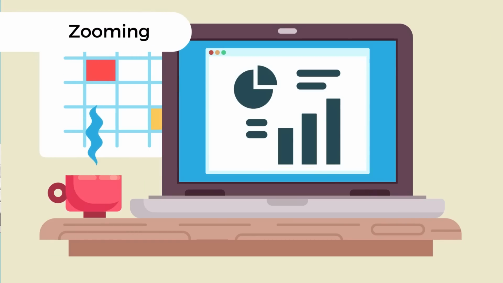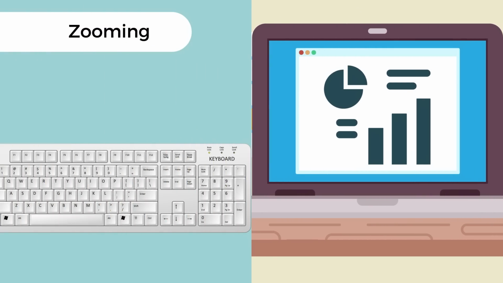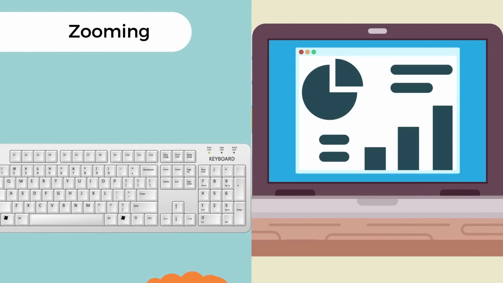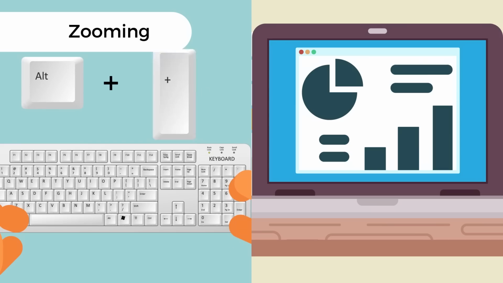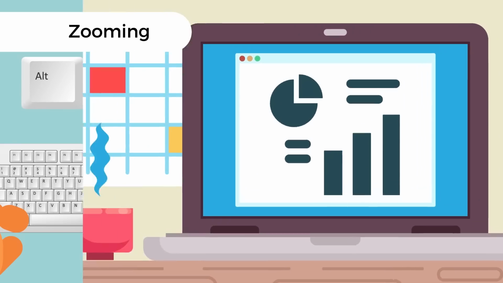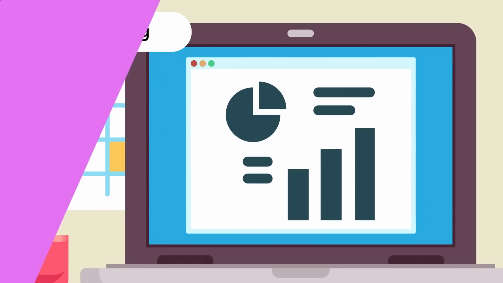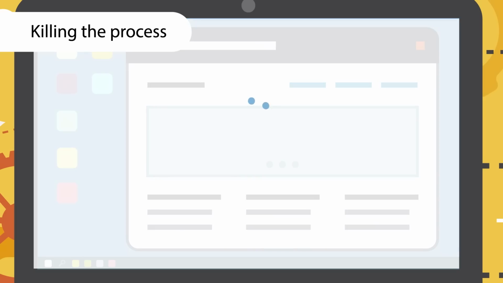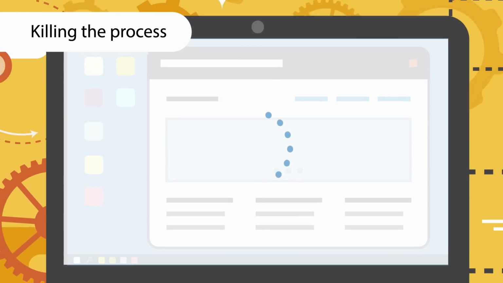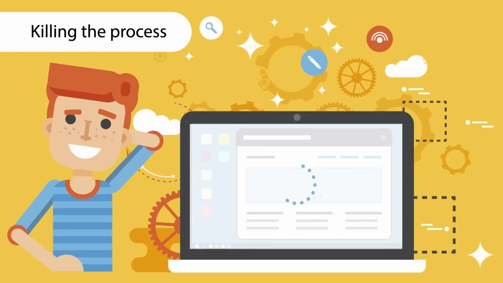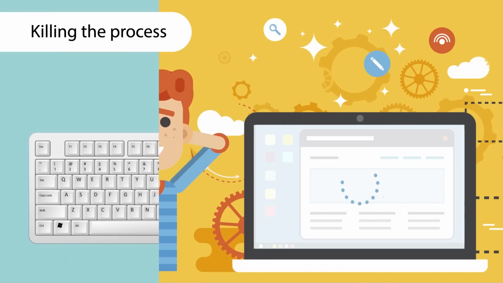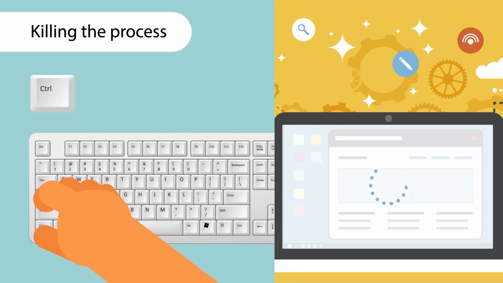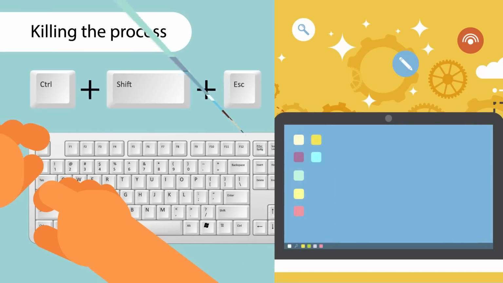Zooming. Okay, you should know this one. If you want to zoom in, perhaps you can't see something right, just press the Alt key as well as the plus key. When you want to zoom back out, just do the same except press the minus key. This helps when you don't have your glasses with you. Killing the process. So have you ever had something hang on and all you want to do is stop the process? Usually you might go to Task Manager to do that, but there's a much faster way to do it. Simply press Ctrl plus Shift plus Escape and the process will be killed.